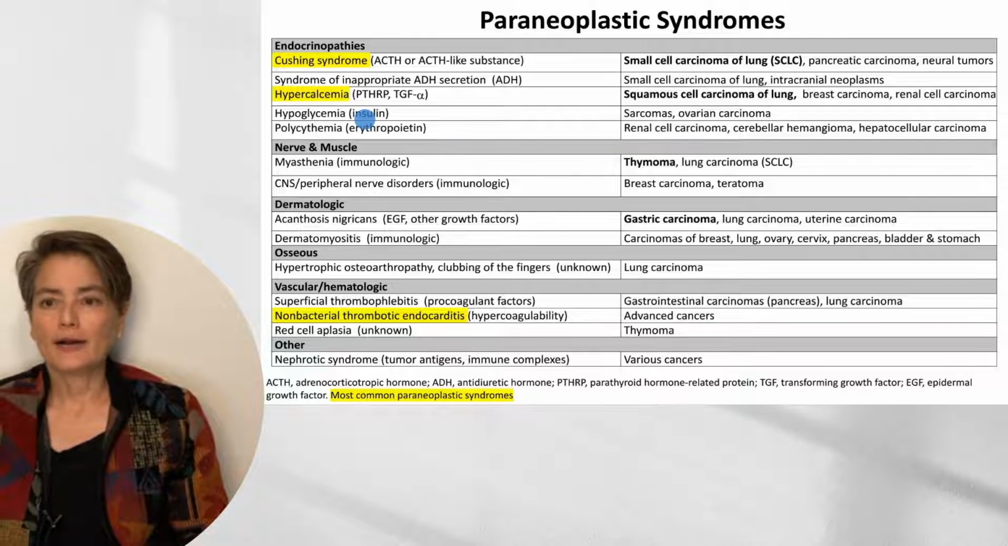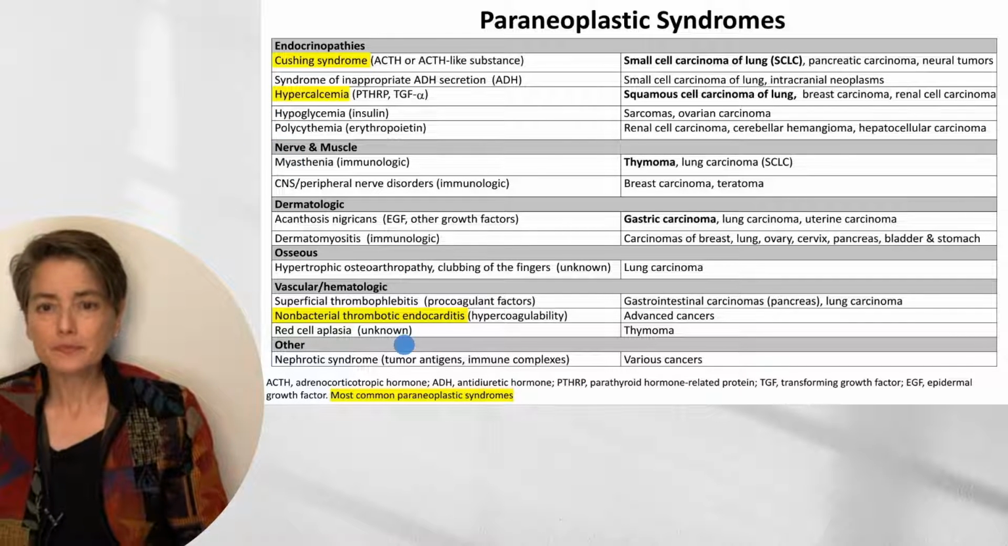And then the third treasure that you can get from this is that I've highlighted in yellow the most common paraneoplastic syndromes. So these are ones that you're going to want to keep an eye out for. And these are actually covered in additional videos in the Pathology Central series. So when I talk about valvular vegetations, there's some commentary on non-bacterial thrombotic endocarditis. And there's a discussion of Cushing syndrome in the adrenocortical dysfunction video. So a lot of these will be covered in additional videos.